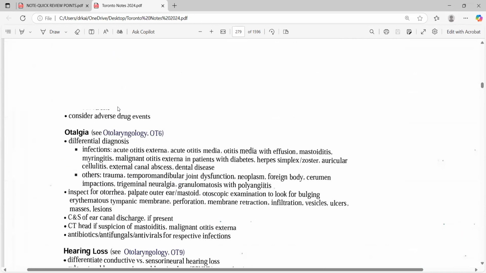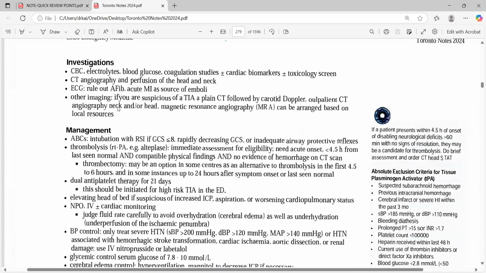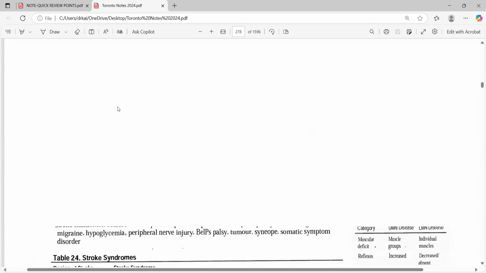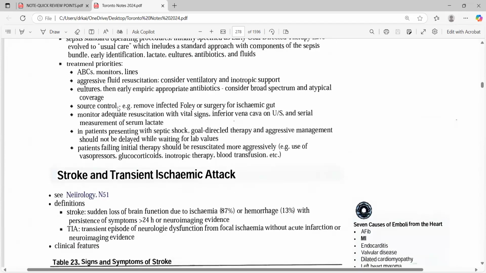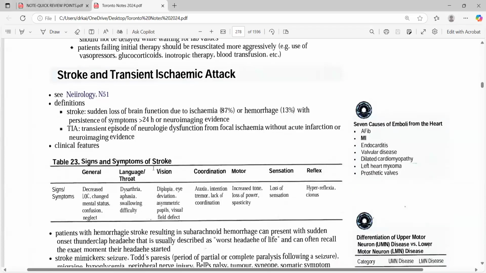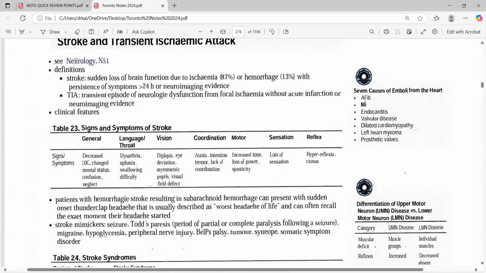Okay, so I think we were on this topic. Let's do from here as well, like the stroke and then transient ischemic attack. We already discussed the stroke, how much you need to know about it. Several causes of emboli from the heart are basically atrial fibrillation, MI, endocarditis. In these cases, they can give you a case of stroke related to this, like a patient has a dilated cardiomyopathy, prosthetic valve, or something like that, that can lead you toward the diagnosis of stroke. So that's why the causes of emboli.